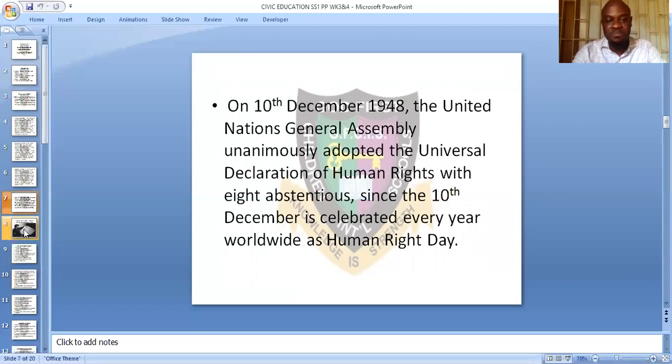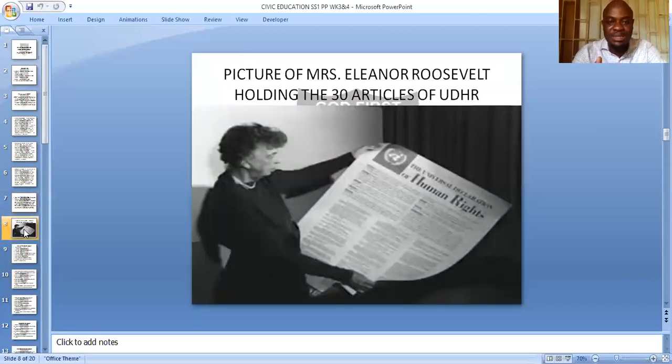All right. Here you can see a picture of Mrs. Eleanor Roosevelt holding the 30 articles of UDHR. You can see her there. That is how big it is. I know you'll be wondering, is this how big the 30 articles of human rights is? Yes. Because that is how they're holding it, that is how big it is.